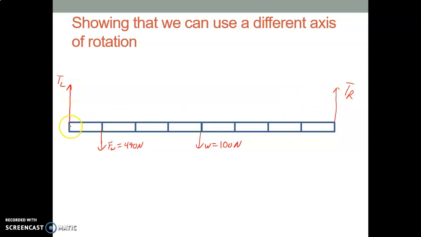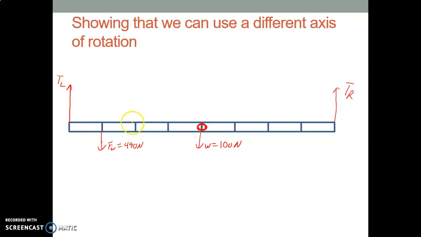In the first solution, we used the left end of the beam as the axis of rotation. In the second solution, we used the right end of the beam as the axis of rotation. It turns out that we can use anywhere we want as the axis of rotation. Right here, or here, right there, anywhere. In this solution, I'm going to pick right here in the center of the beam as my axis of rotation.